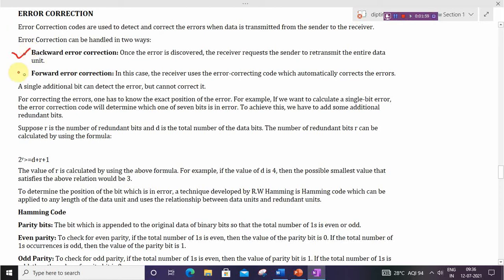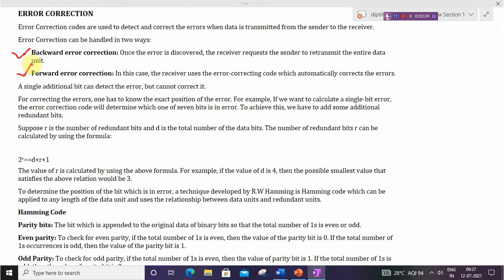Then the next method is forward error correction. In this case, the receiver uses an error correcting code which automatically corrects the error. Means in forward error correction, the receiver automatically corrects the error with the error correction method.